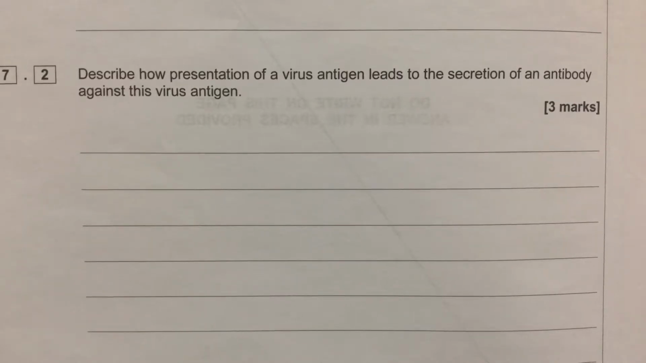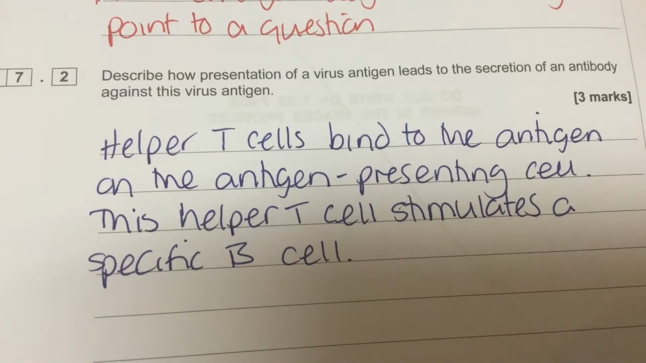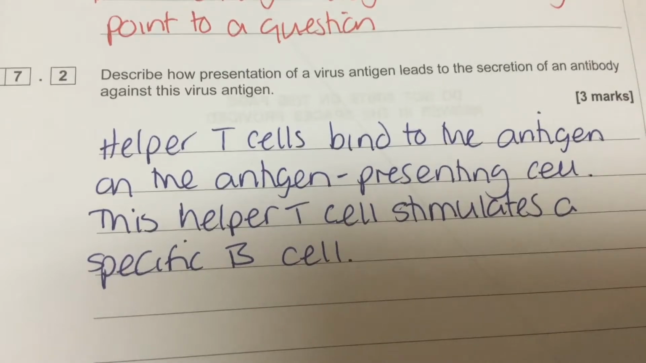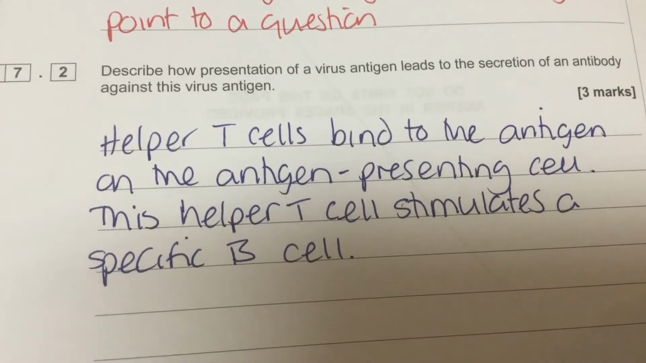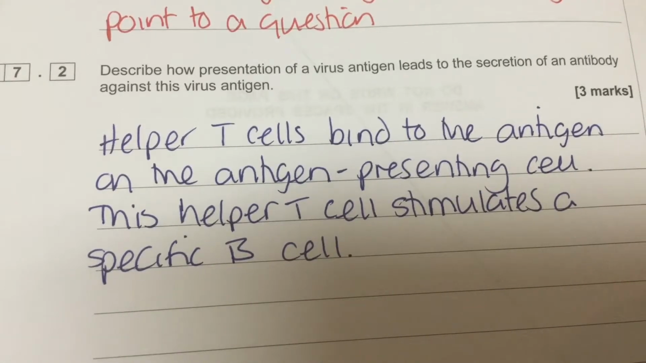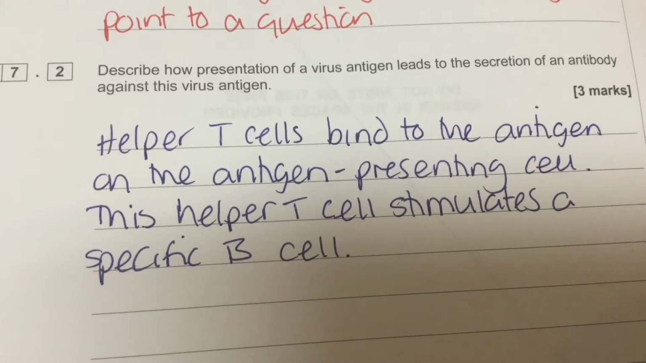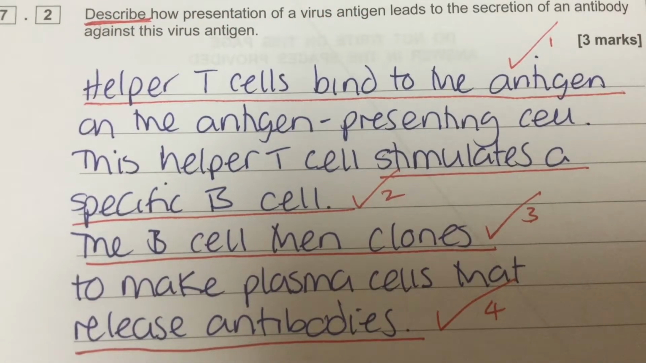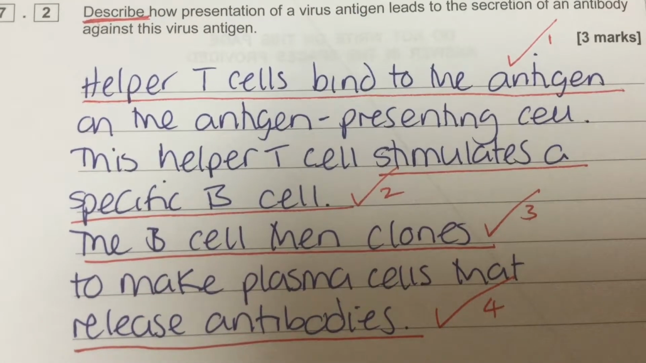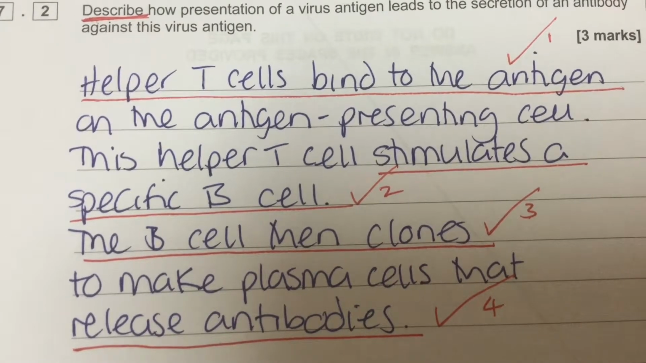Part 2, describe how presentation of a virus antigen leads to the secretion of an antibody against this virus antigen. This question is quite straightforward. All we need to say is that helper T cells bind to the antigen. We then need to say that the helper T cell stimulates a specific B cell, and that the B cell then clones by mitosis and makes plasma cells that release antibodies.